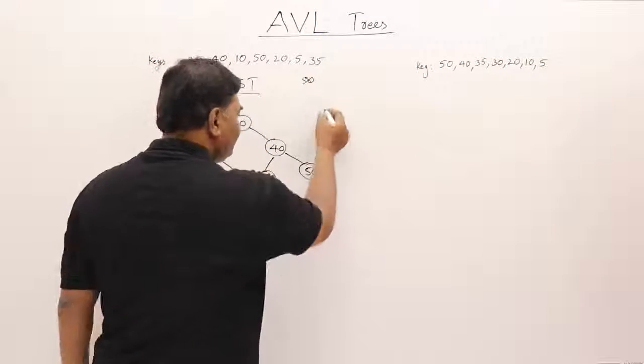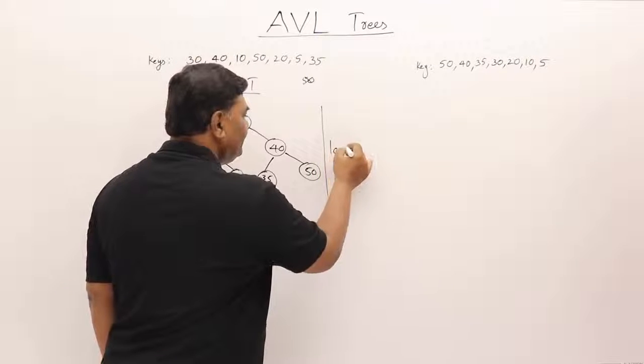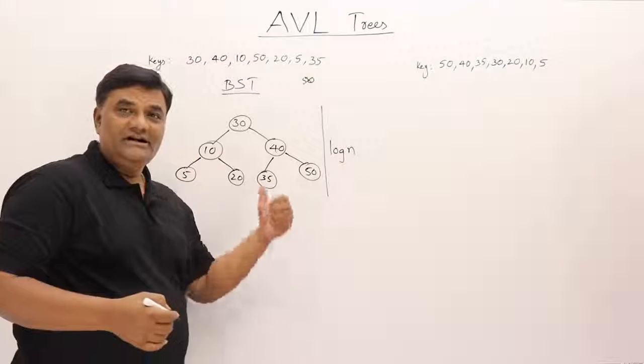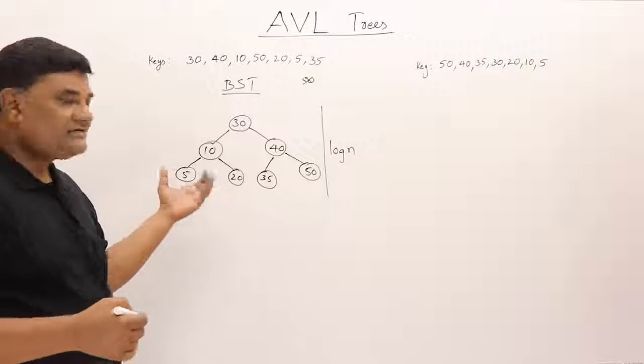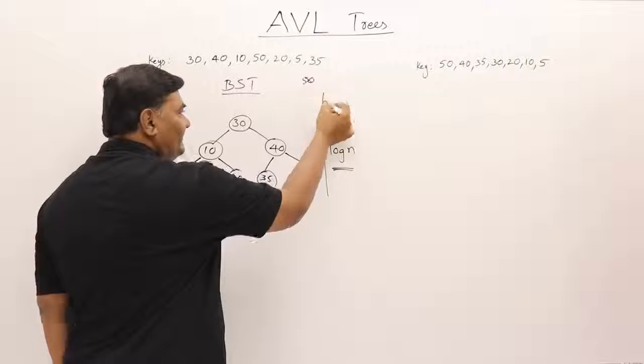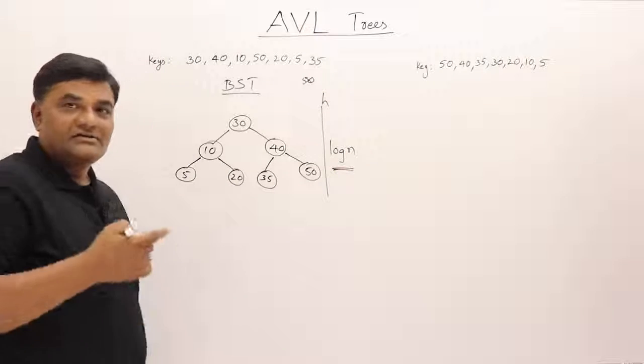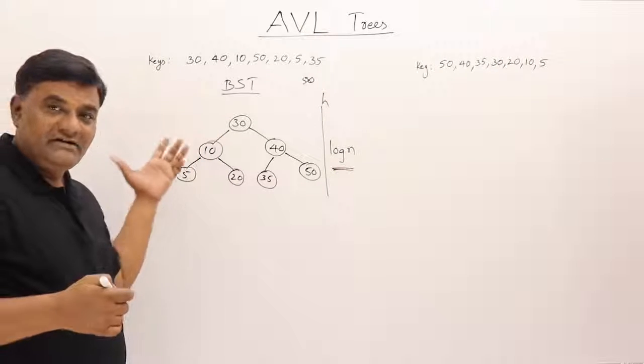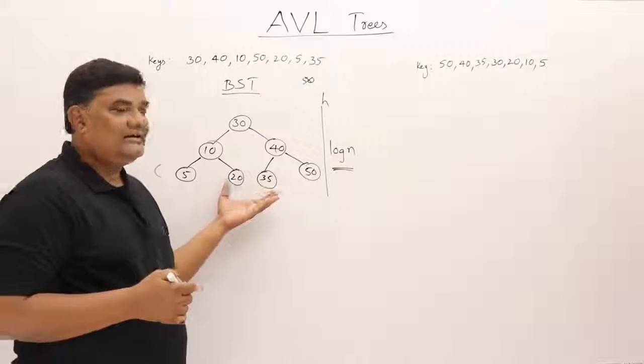What's the height of a binary search tree? This is minimum height, that is log n. What will be the time taken for searching any key element in this one? It will be log n. That depends on the height of a binary search tree. So height is log n. So for the set of keys, when I have created a binary search tree, I got this height.